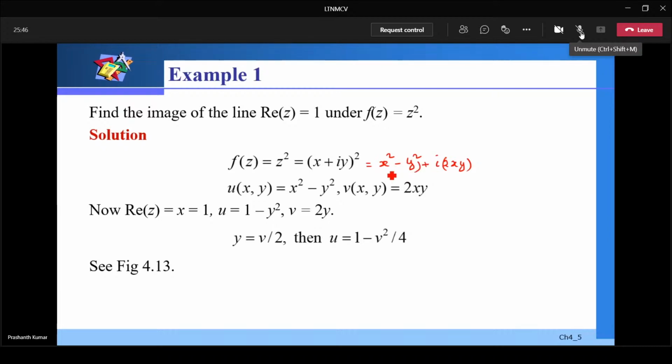సో ఇది ఒక బ్రాకెట్ లో పెట్టండి. ఇప్పుడు ఇది రియల్ పార్ట్, this is the imaginary part. ఈ పార్ట్ ఇది రియల్, ఇది ఇమాజినరీ, ఇది రియల్. అంతే కదా. So therefore u of xy is the real part, v of xy is the imaginary part. So therefore u of xy is x square minus y square, v of xy is 2xy. Imaginary part, v is the imaginary part directly. This i is not necessary.